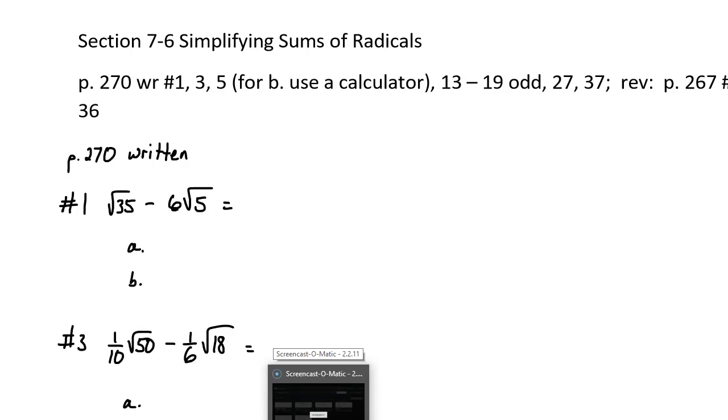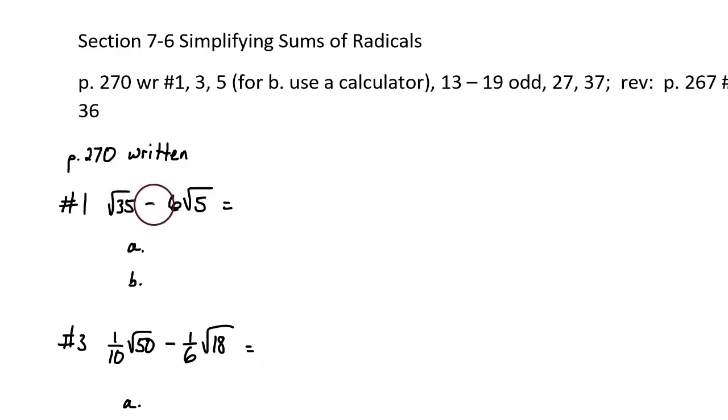Here are the answers for section 7-6. Question number 1. Part A, we're asked if this difference is rational or irrational. So if we try to simplify this as much as we can, do we ever get the radical symbols to disappear and just get a rational number? For this first one, we can't. This is irrational. In part B, we're asked to give a decimal approximation of the answer. If you type it in the calculator and round it off, it's about negative 7.52.